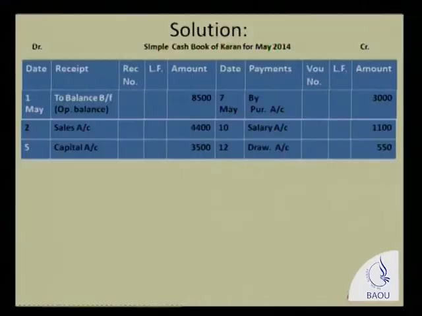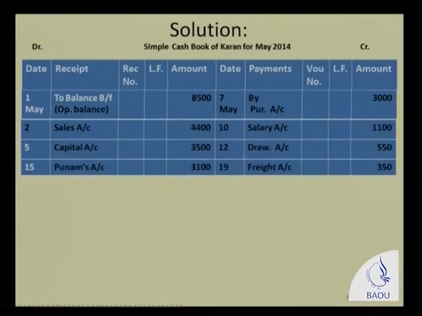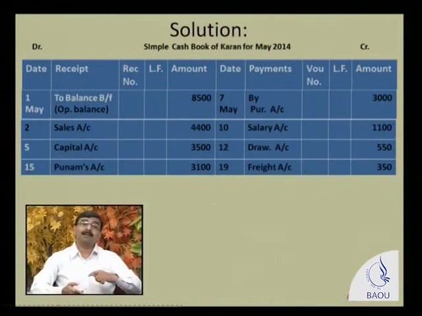Now moving to the next transaction: on date 15, cash of rupees 3100 received from Poonam towards sales made in the last month. How much amount was received from Poonam? 3100 rupees. Actually the sales were made in the last month, but the amount was received in the current month. So we received cash from Poonam, and if you receive cash, cash comes in. Cash comes in, that means the cash account is debit. Who is the giver? Poonam is the giver. So cash account is debited to Poonam account.